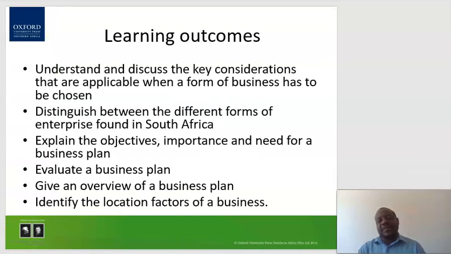So in this chapter, these are the learning outcomes that we ought to be able to do, and they include that by the end of the chapter you ought to be in a position to understand and discuss key considerations that are applicable when a form of business is to be chosen. Before you choose to operate or to start as a sole proprietorship or as a partnership or as a business trust, as a close corporation or as a company, what are key considerations? What are the key factors that you consider that will lead you to choose one form of business enterprise over the other?